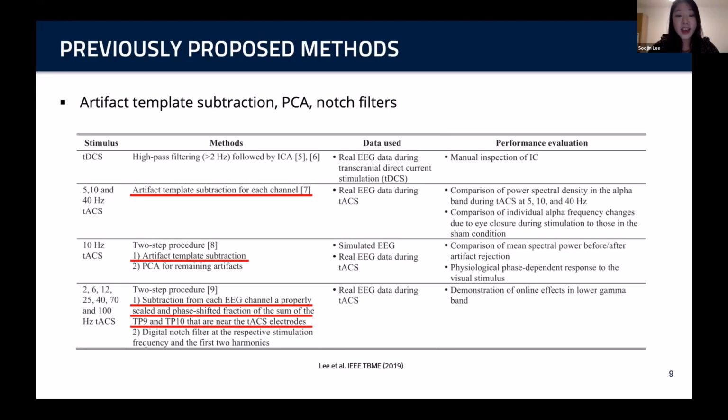So in the method, an artifact template is created by averaging several adjacent time windows, and then this mean template is subtracted from the raw EEG signal. This approach usually does not completely remove the artifacts, and therefore an additional step is usually taken to separate any remaining artifacts from brain activity using PCA or ICA. The downside of this algorithm is that the method fails in removing artifacts when there are significant phase shifts and amplitude changes between time windows. And in addition, if a neural response of interest is phase locked to the stimulation, this will tend to be removed as well.